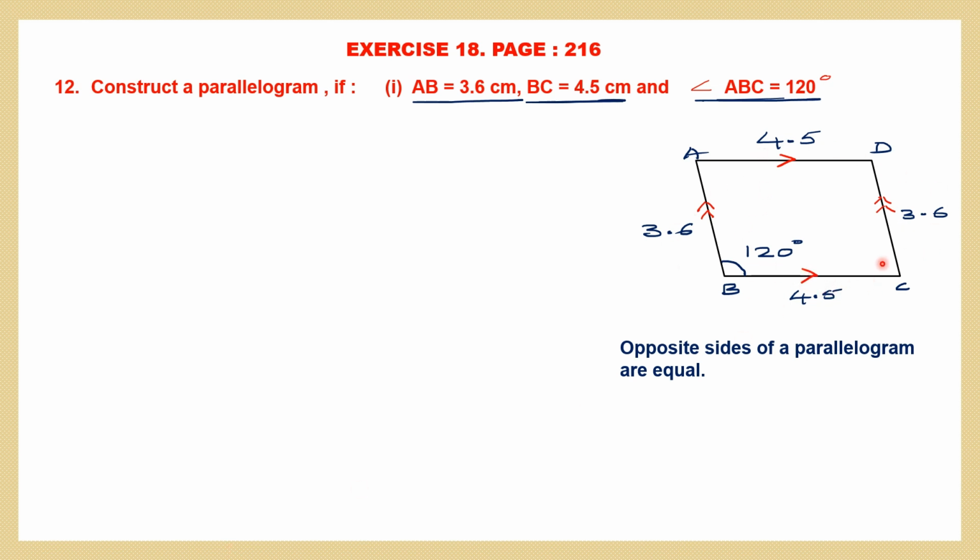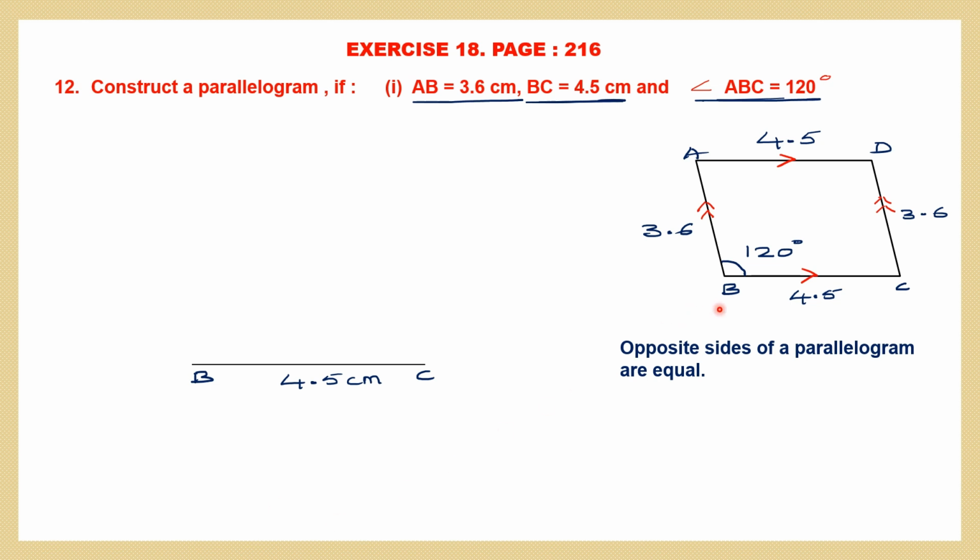This is a rough figure. We're going to start the construction of the actual figure. The first step is to draw the base. So base here is 4.5 centimeters. So take your ruler, measure 4.5 centimeters and draw a line. So we have a line. Let's name it BC and this is 4.5 centimeters.